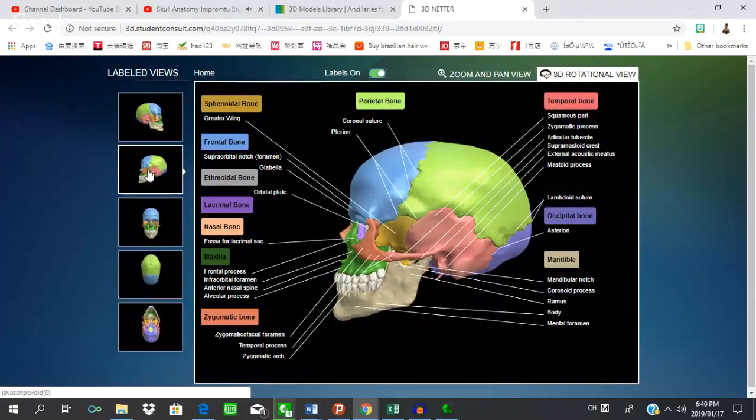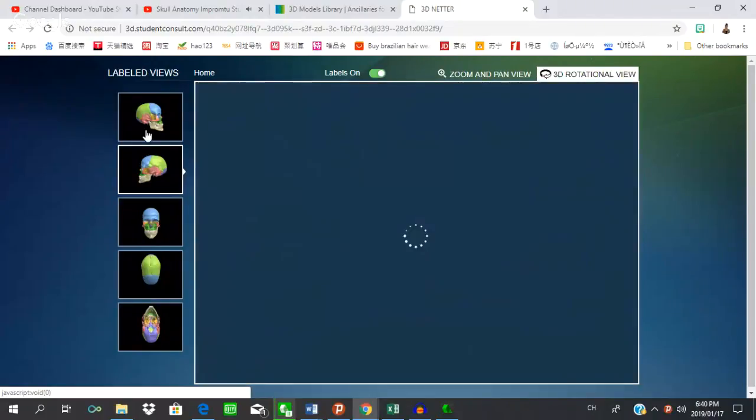Okay, I want to move on to, okay, because we were on. Okay, let's see it load. Let's see this loading up.